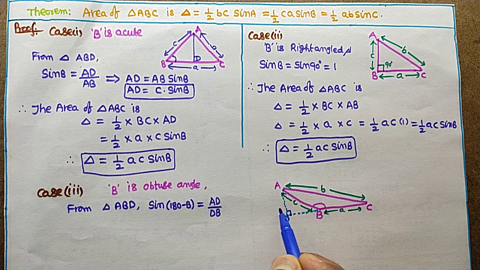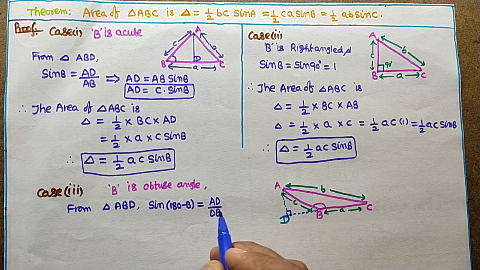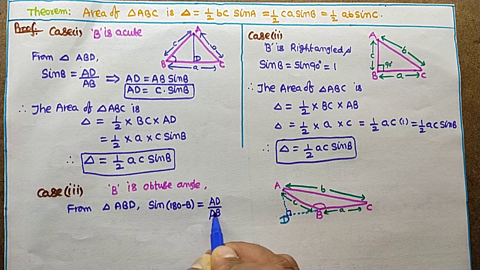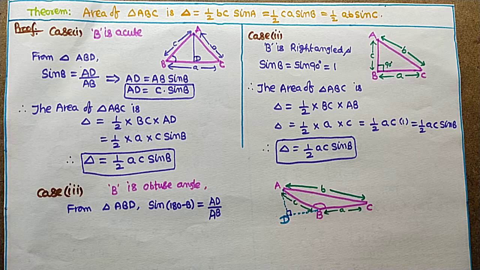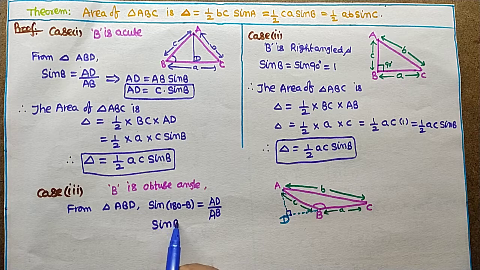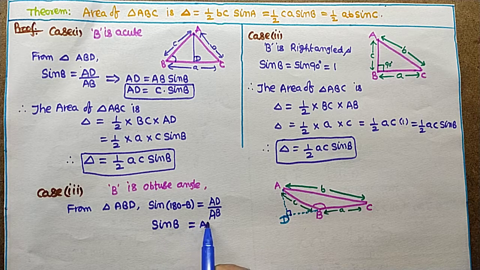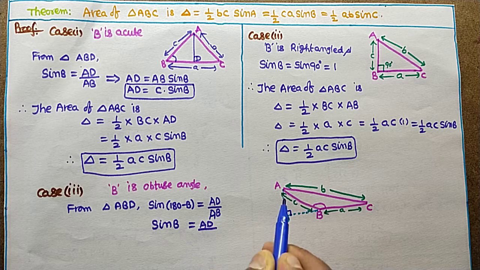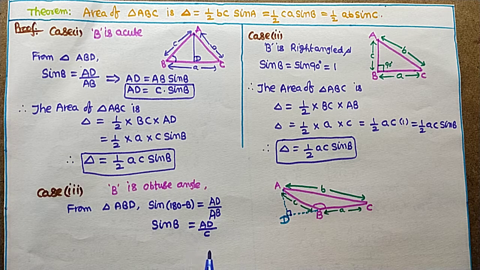Sorry, sine is opposite by hypotenuse. Hypotenuse means AB, so AD by AB. Sine of 180 minus theta is sine theta. So sine B is equal to AD divided by AB, which means small c. If you do the cross multiplication, you will get AD equal to c into sine B.